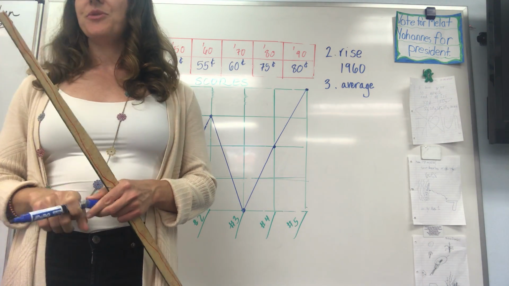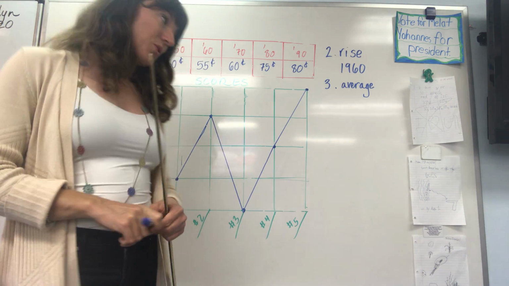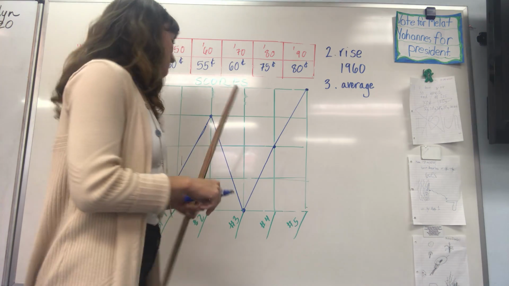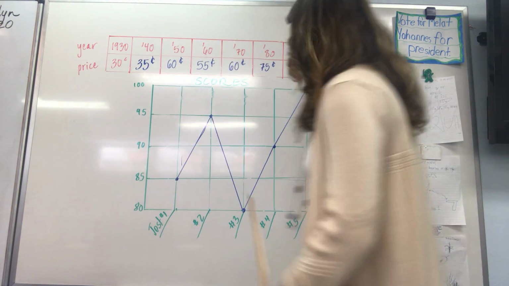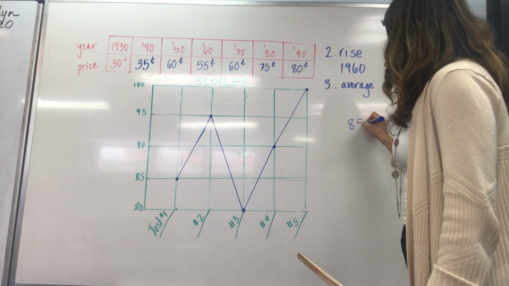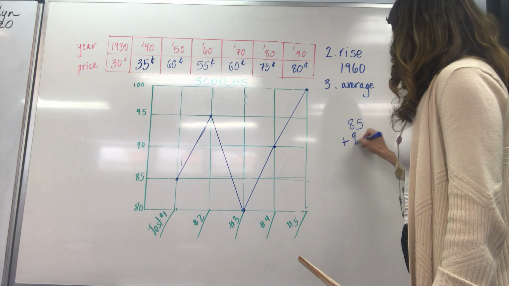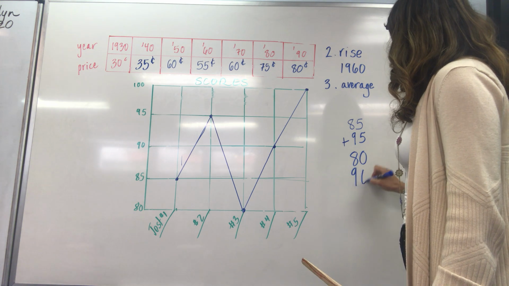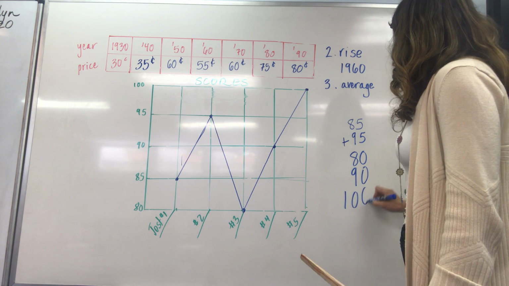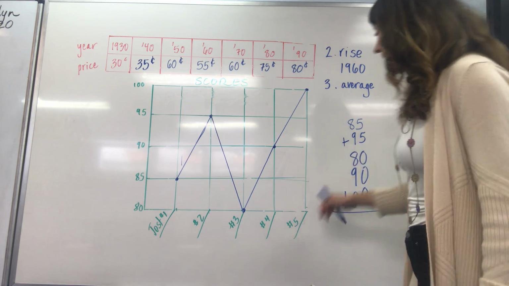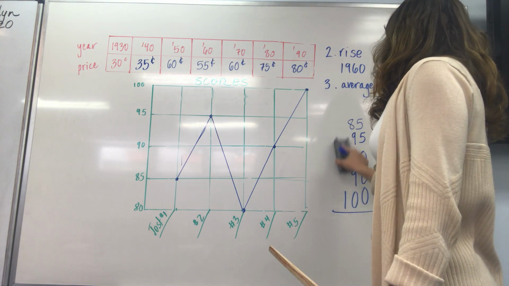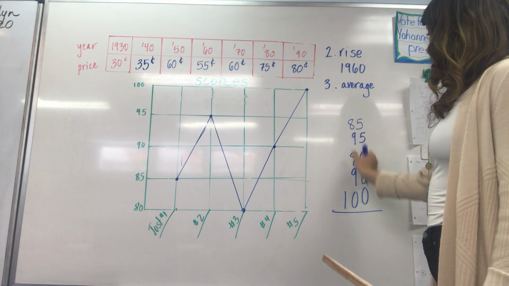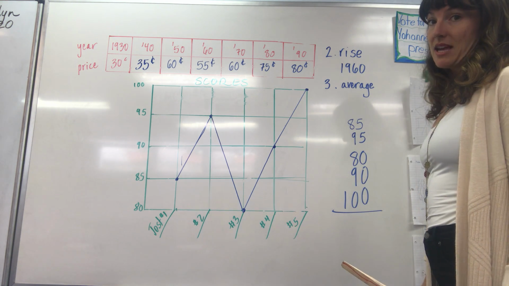then they want you to find the average of the scores. Now, when we average, we do 2 steps. First, we add, and then we divide. So we're going to add all of these together. 85 plus 95, 80, 90, and 100. Make sure to keep your place values in order. All the 1s are lined up, all the 10s are lined up, and all the 100 is by itself. Okay, so here we go.